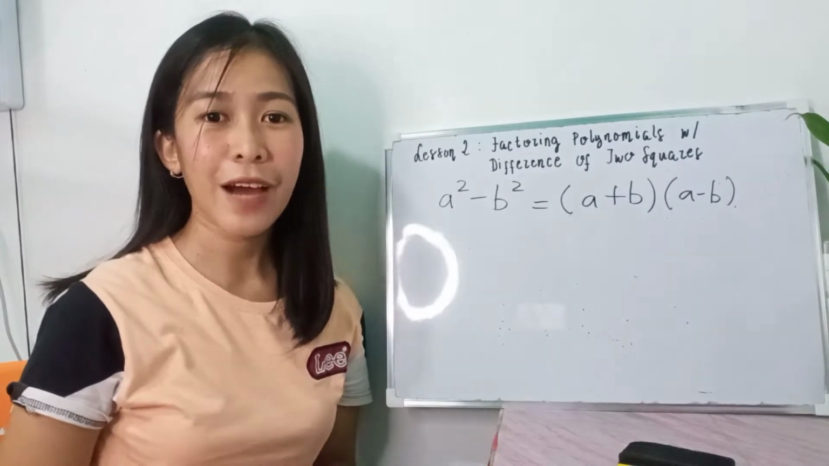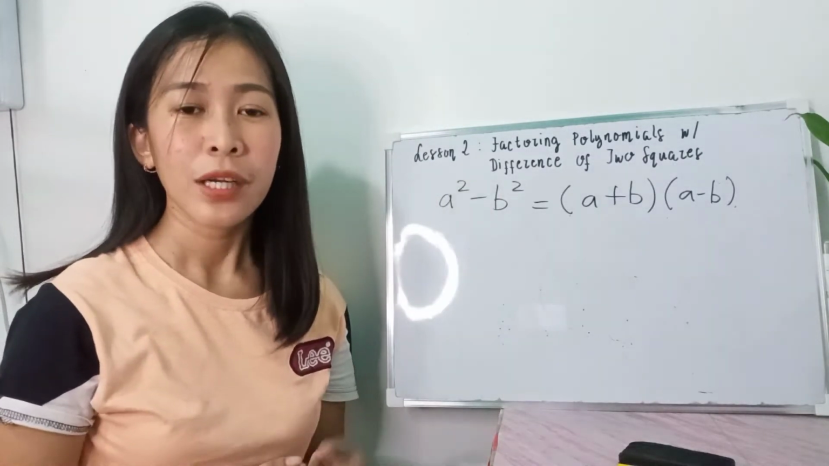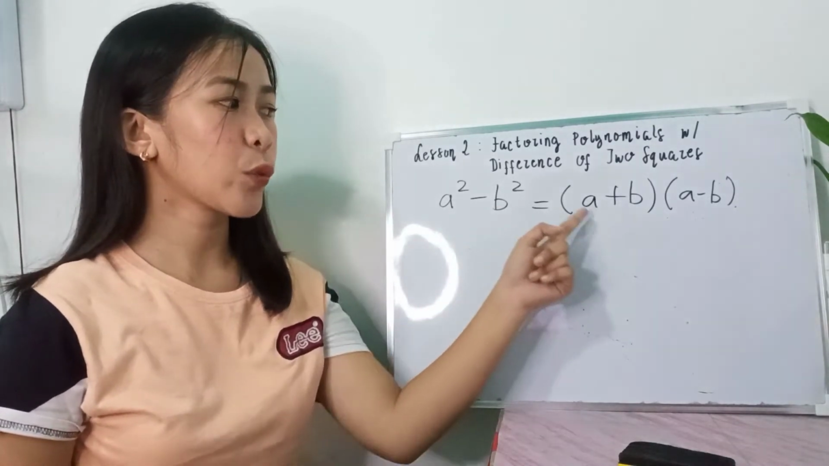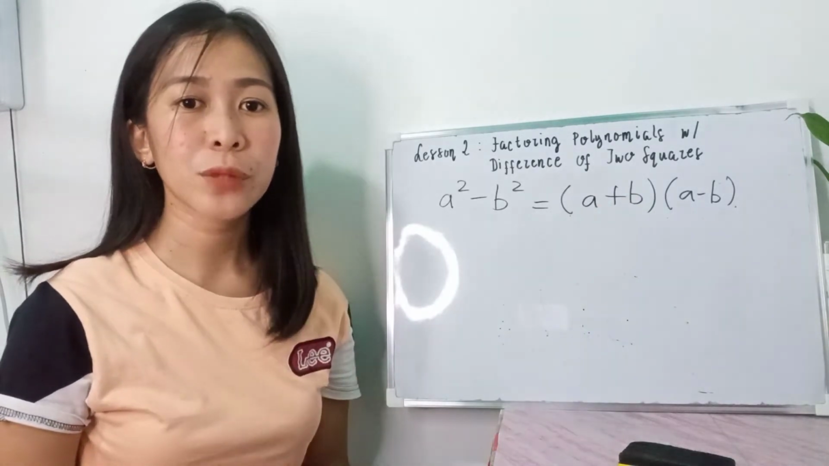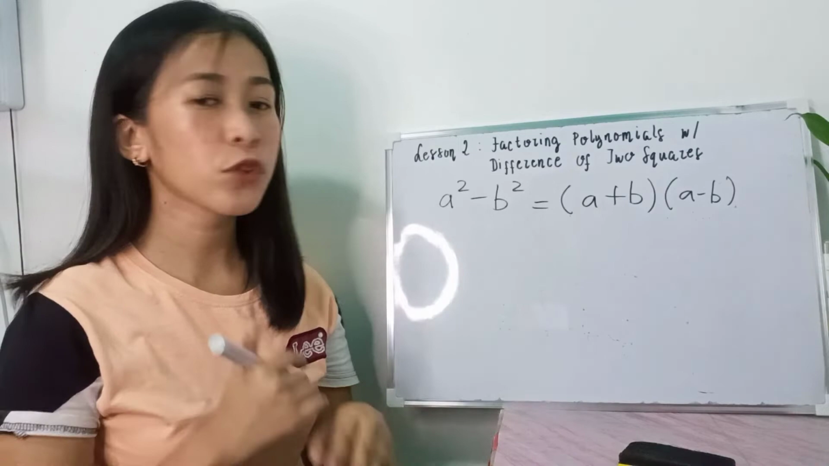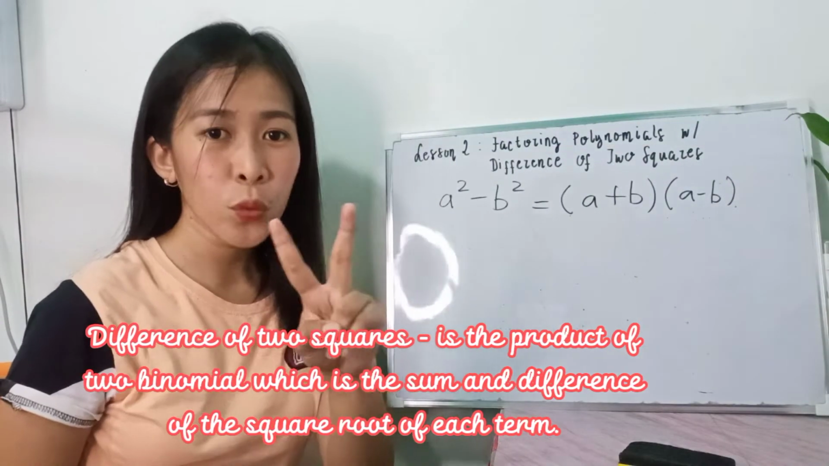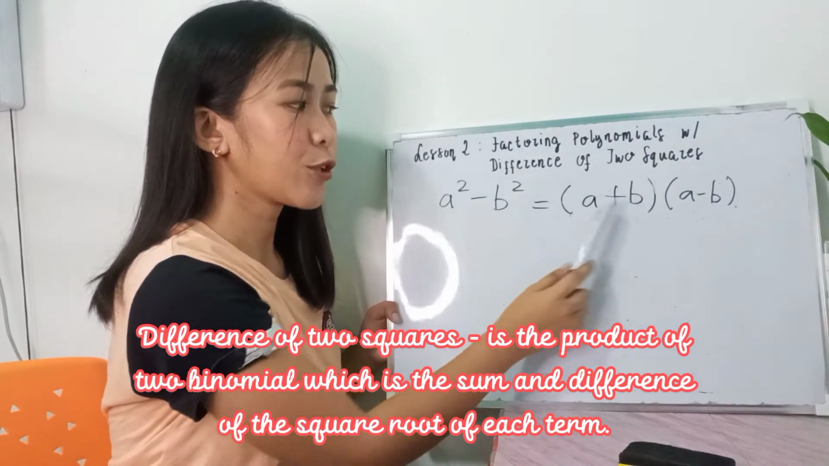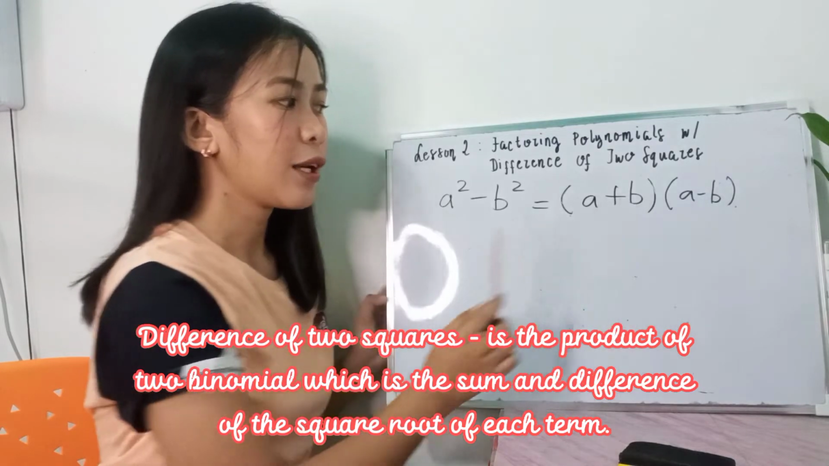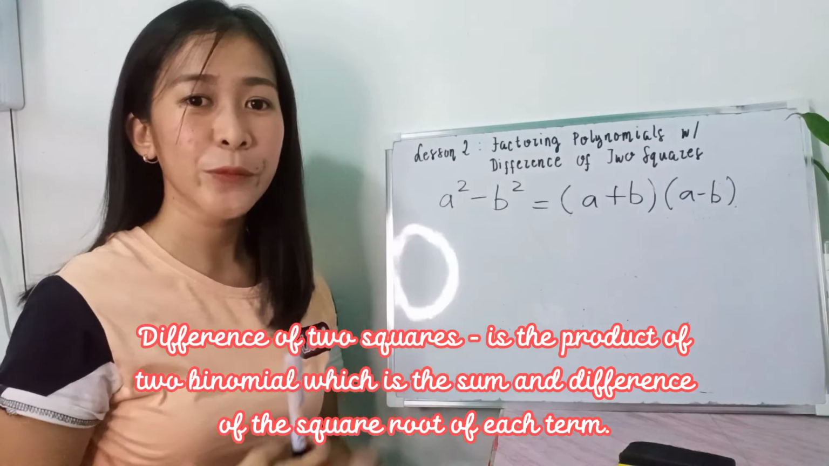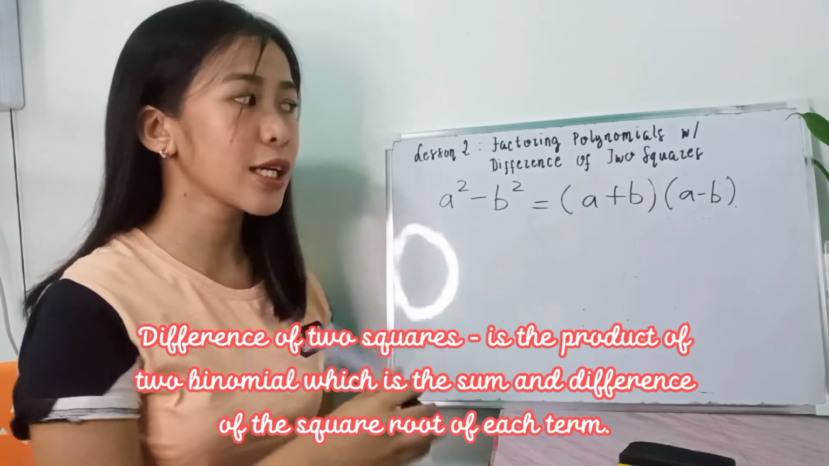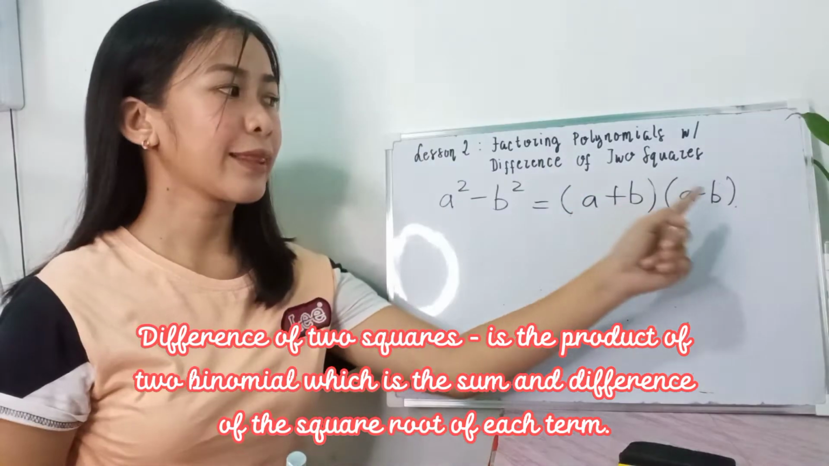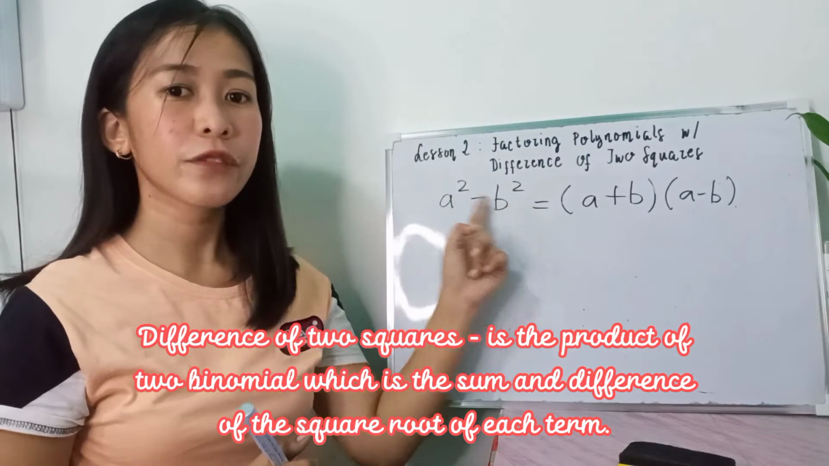So now, let us define a difference of two squares. Dito meron akong pattern na nilagay. We have a squared minus b squared is equal to a plus b times a minus b. So when we say difference of two squares, it is the product of two binomial. This is a binomial kasi dalawa yung term nila. And this is also a binomial. And then this parenthesis is a product or multiplication. Therefore, a difference of two squares is a product of the two binomial, which is the sum and difference of the square root of these two terms.